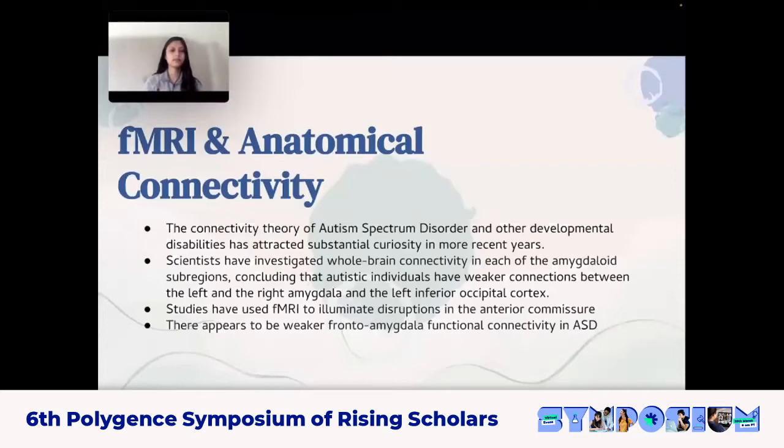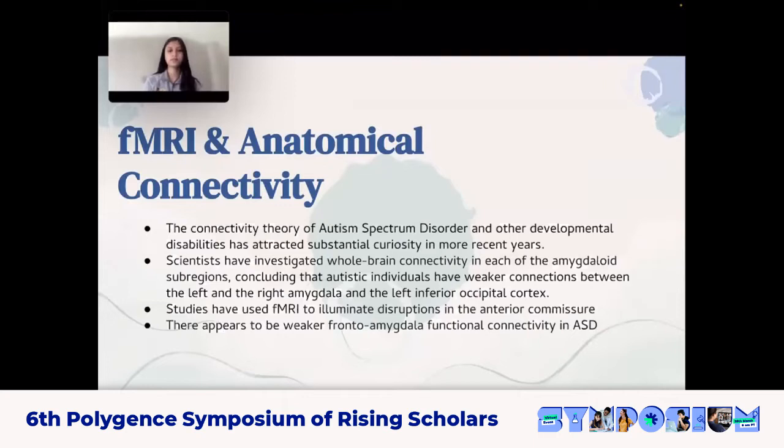fMRI scans have also illuminated disruptions in the anterior commissure, a white matter structure responsible for linking the amygdala and the temporal lobes, but also contributing to memory, emotion, etc. Additionally, in individuals with ASD overall, there is altered neuronal activity in the basolateral amygdala and in social interaction.